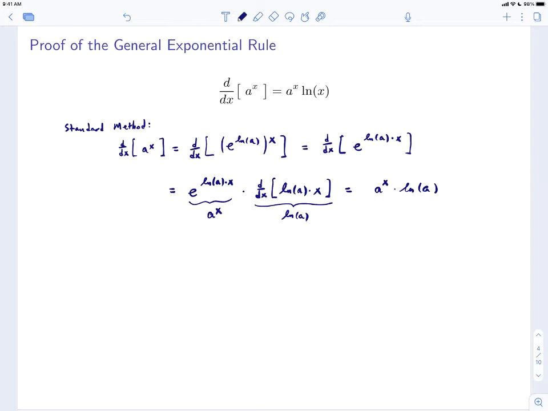Now at the start I said that we were going to use implicit differentiation to prove these things, and we can do that here as well. So let's call this another method.